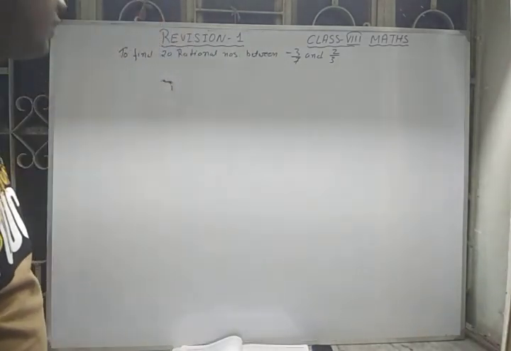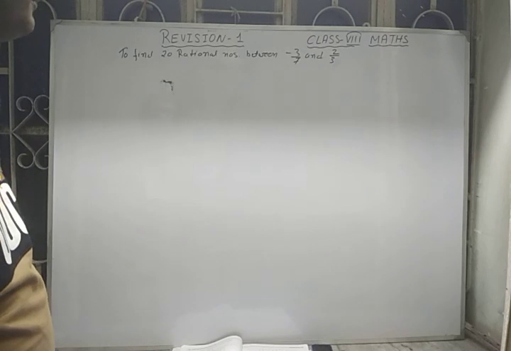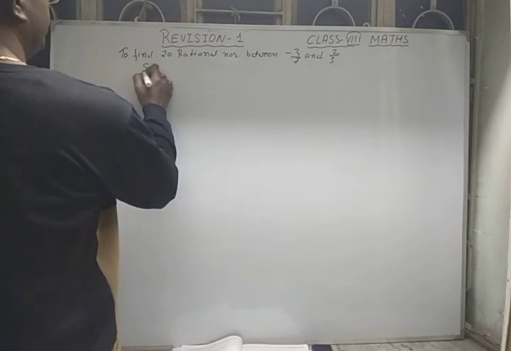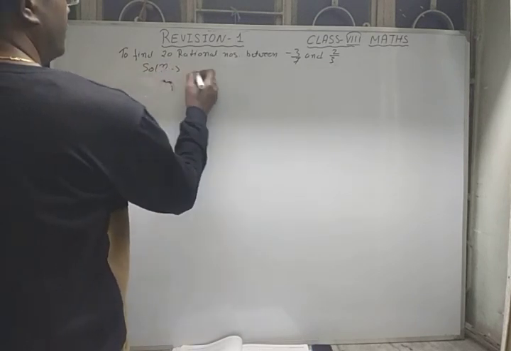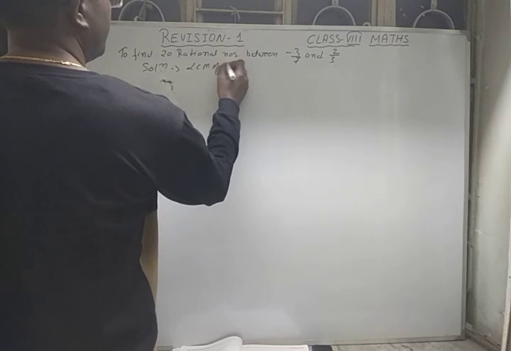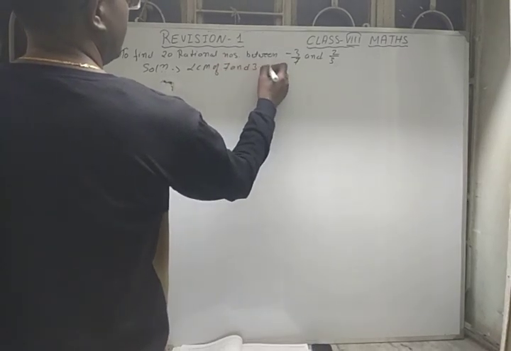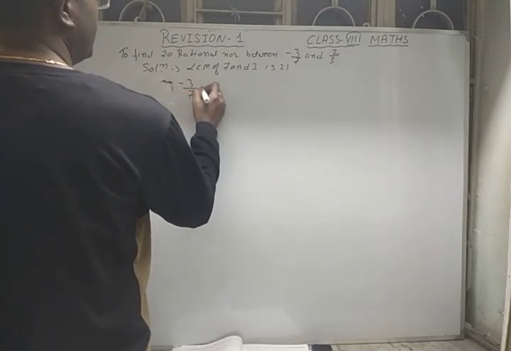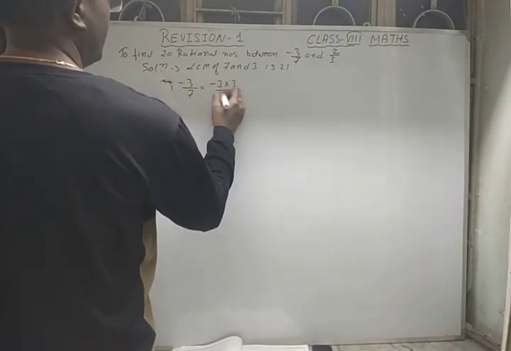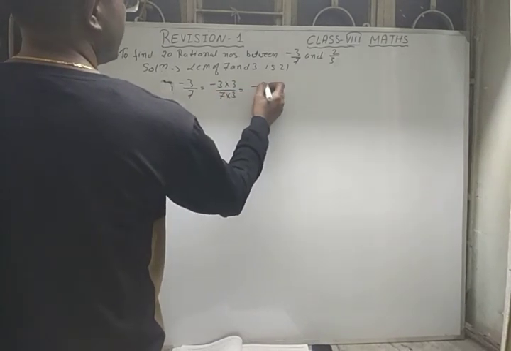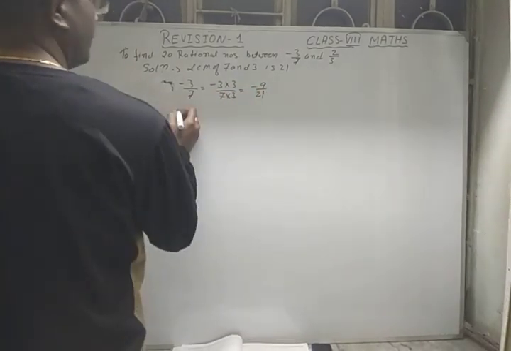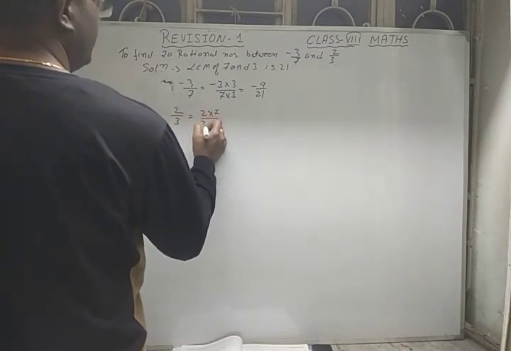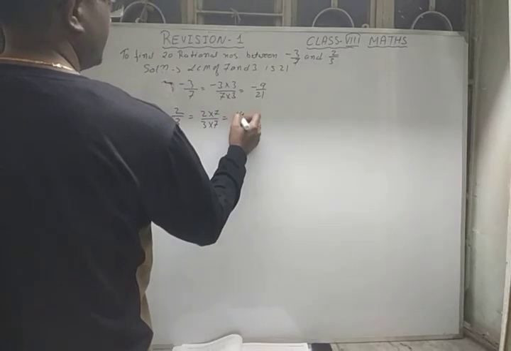So first of all I will try the first method, that is by making the fractions like terms. So first of all, solution. The LCM of 7 and 3 is 21. So make the fractions: -3 by 7 is equal to -3 into 3 by 7 into 3. This is -9 by 21. And side by side 2 by 3 is equal to 2 into 7 by 3 into 7, that is equal to 14 by 21.